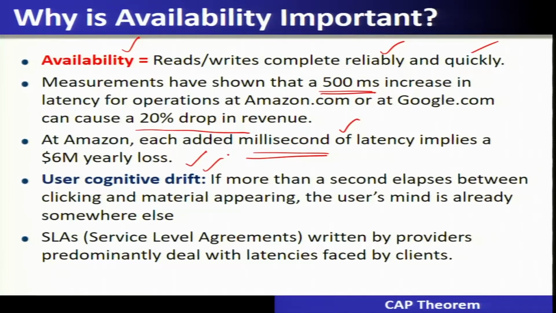Similarly, there is the user cognitive drift. So, if more than a second elapses between clicking the material and it appearing, the user's mind will change. So, this is governed by something which is called service level agreements. So, the providers have to predominantly deal with the latencies which are faced by users. So, availability again is an important factor in running this particular business or using this data store. So, the functionality of the data store is very important, because all the data is to be fetched out of this data store. So, availability is a key aspect.